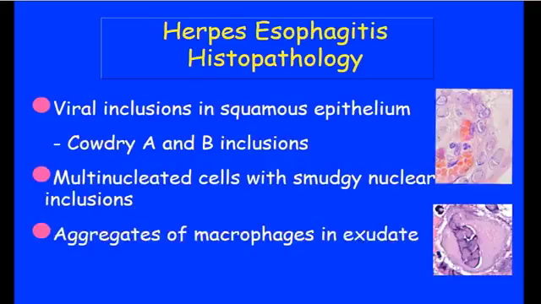Of course, the viral inclusions are both type A and type B inclusions. A has a halo, B doesn't. And we all like to see these big, smudgy, multinucleated giant cells. And one thing that I did when I was here at Hopkins actually was notice that most of these cases have aggregates of macrophages in the inflammatory exudate, which can be a clue of when to do levels or get an immunostain in an esophageal ulcer.